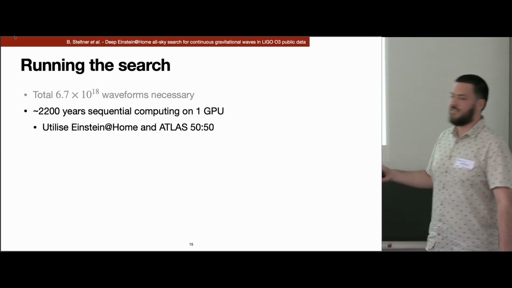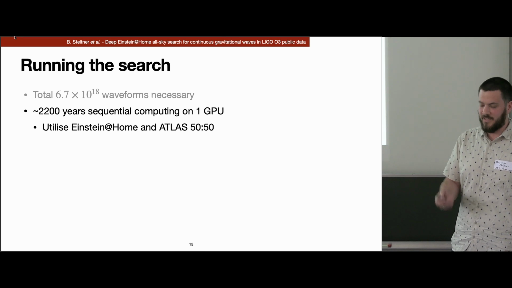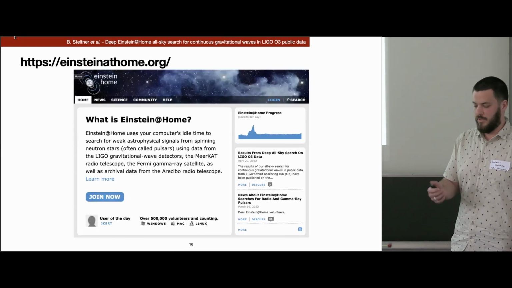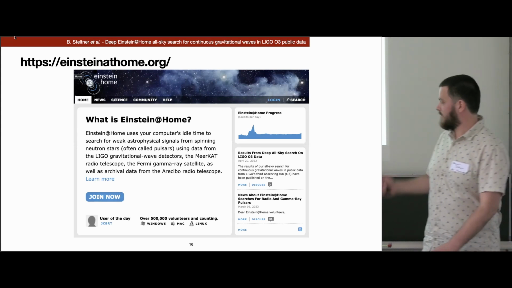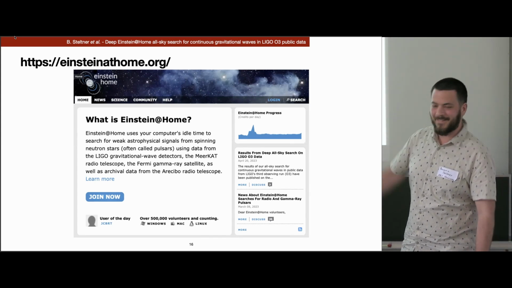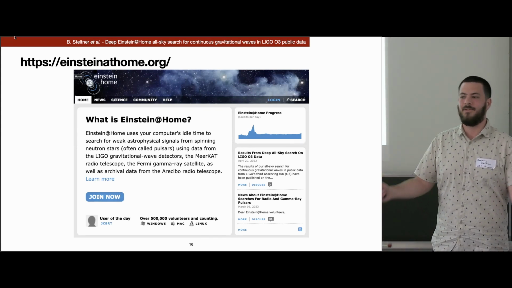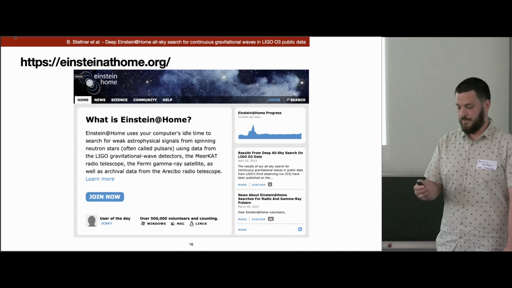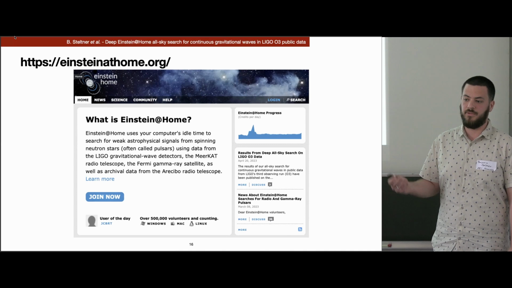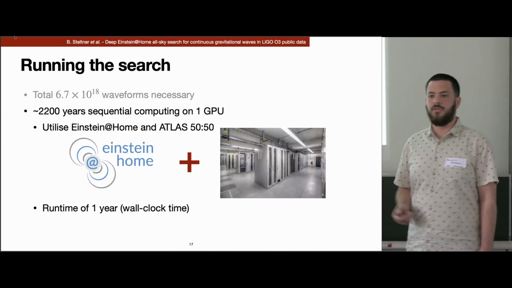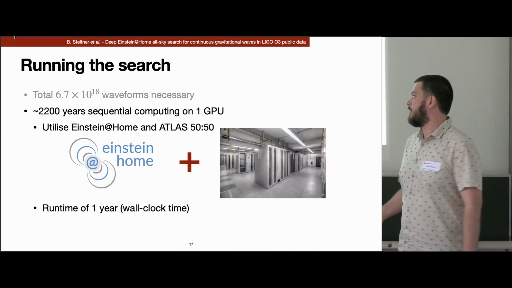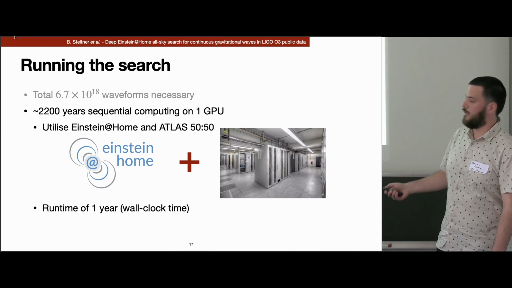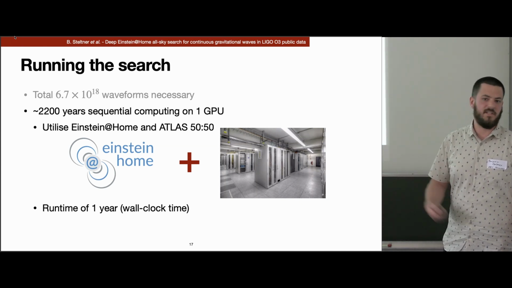we utilized Einstein Home and Atlas in equal parts, where Einstein Home is a distributed volunteer computing project where volunteers, you and me, can basically click on the button, download the BOINC client, and every time the phone, laptop, or PC is idle, it runs a part of our search, which is quite a great resource to have. And the Atlas computer cluster is a supercomputer down in the basement of our institute. And with that, it was possible to run this search in 1 real year, basically.